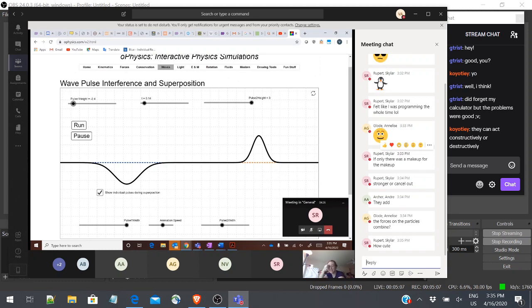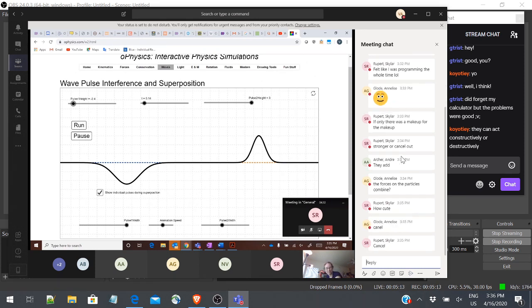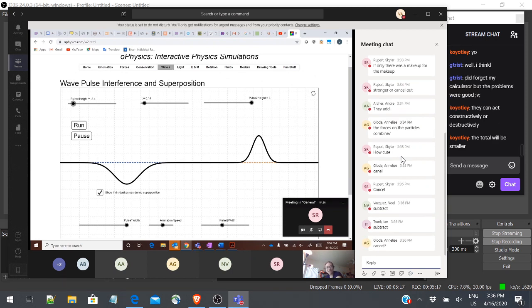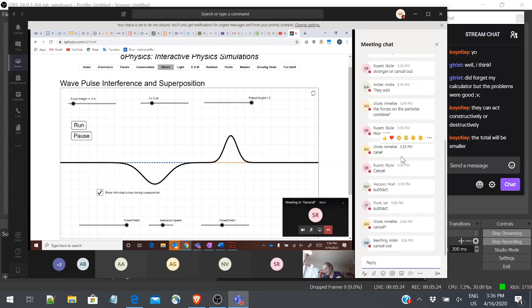What do you think will happen with these two waves? Subtract, subtract, cancel. Yeah. You're still adding, but one of them is negative. So yeah, cancel sounds good. Let's see what it looks like. Ooh. Looks pretty cool, I think.